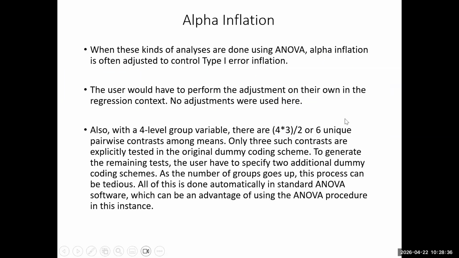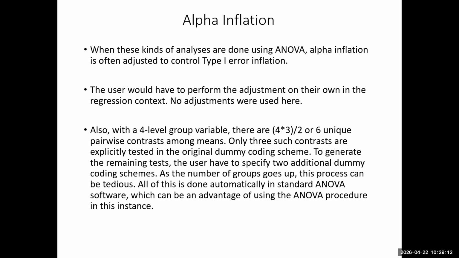Okay. Now, when we think about these kinds of models in the ANOVA framework, it's a little bit more natural to think about alpha inflation, and the software typically has a number of adjustment procedures that we could use when we test for mean differences. Now, we don't get those alpha adjustment procedures by default in standard regression procedures, and so if we wanted to adjust for alpha inflation, we'd have to do that adjustment on our own.